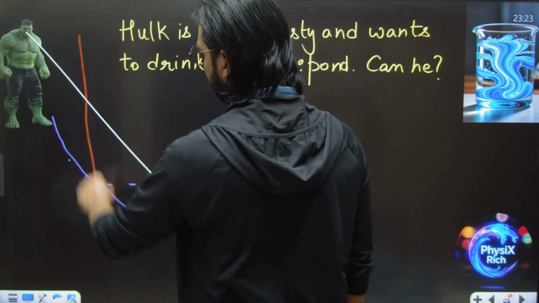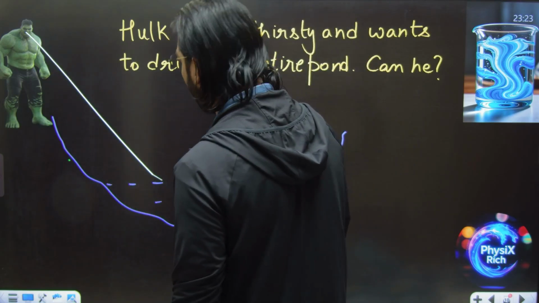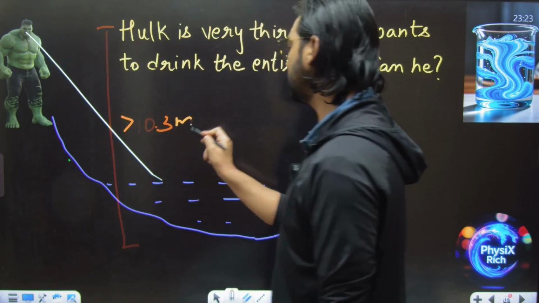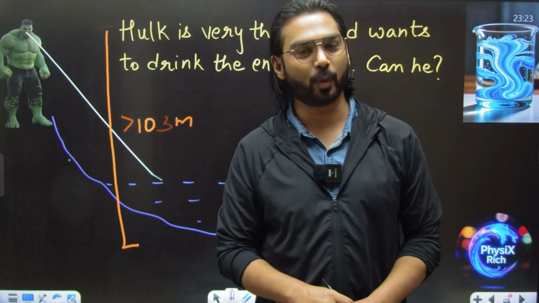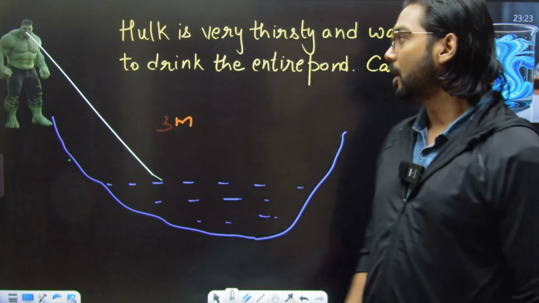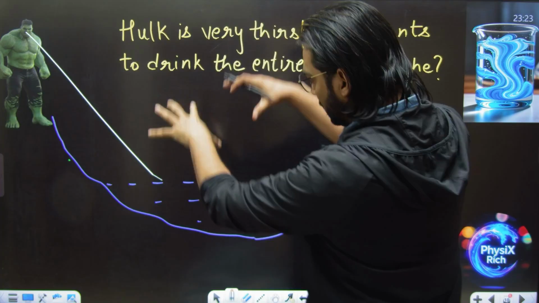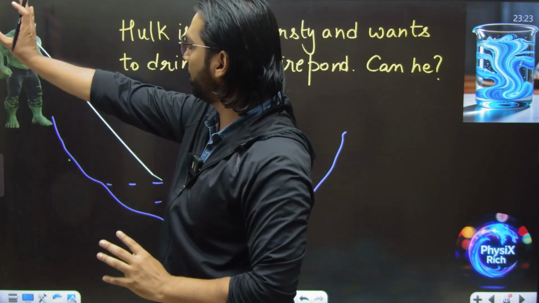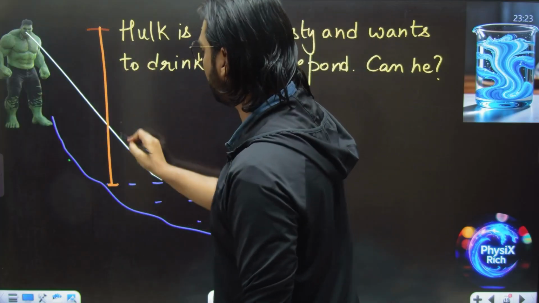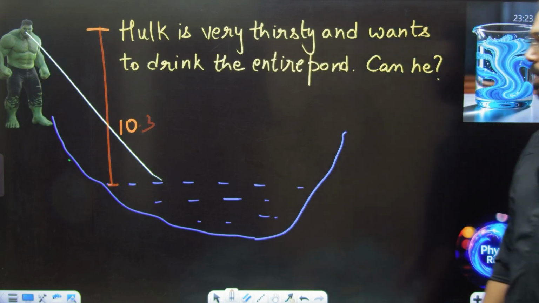Let's say this itself is 10.3. But will Hulk be able to drink more water if this height is more than 10.3 meters? The answer is, even if it is Hulk, it doesn't matter. Because what he's doing is creating vacuum in his mouth and atmospheric pressure is pushing down the water, and then the water is flowing into his mouth. But once it goes down in such a way that this becomes 10.3 meters, that's it. Hulk is not going to be able to drink more than that.